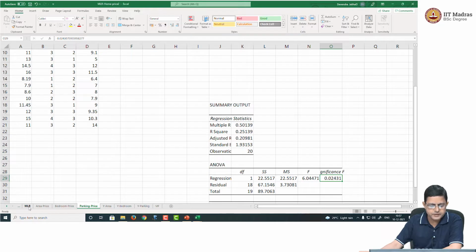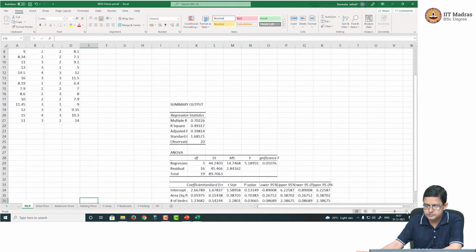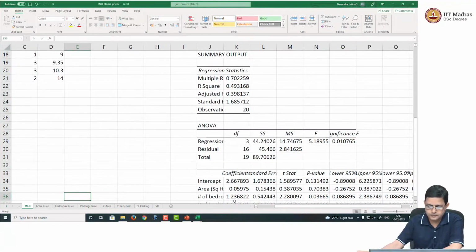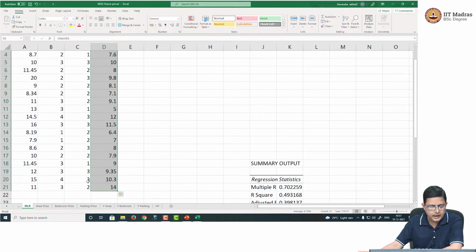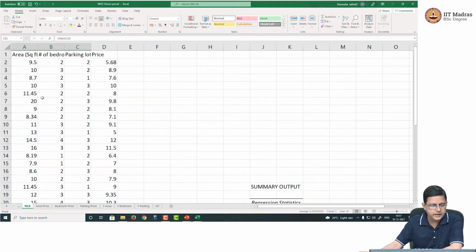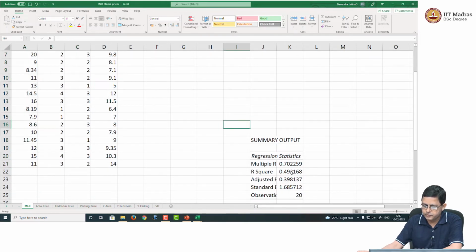If I put all of them together, see what happens. Now this is multiple linear regression where I have looked at prices as my response variable and all the three variables were added as explanatory variables. Now this one has three explanatory variables, x1, x2, x3, okay. R squared, very good, R squared of 0.49, very good.